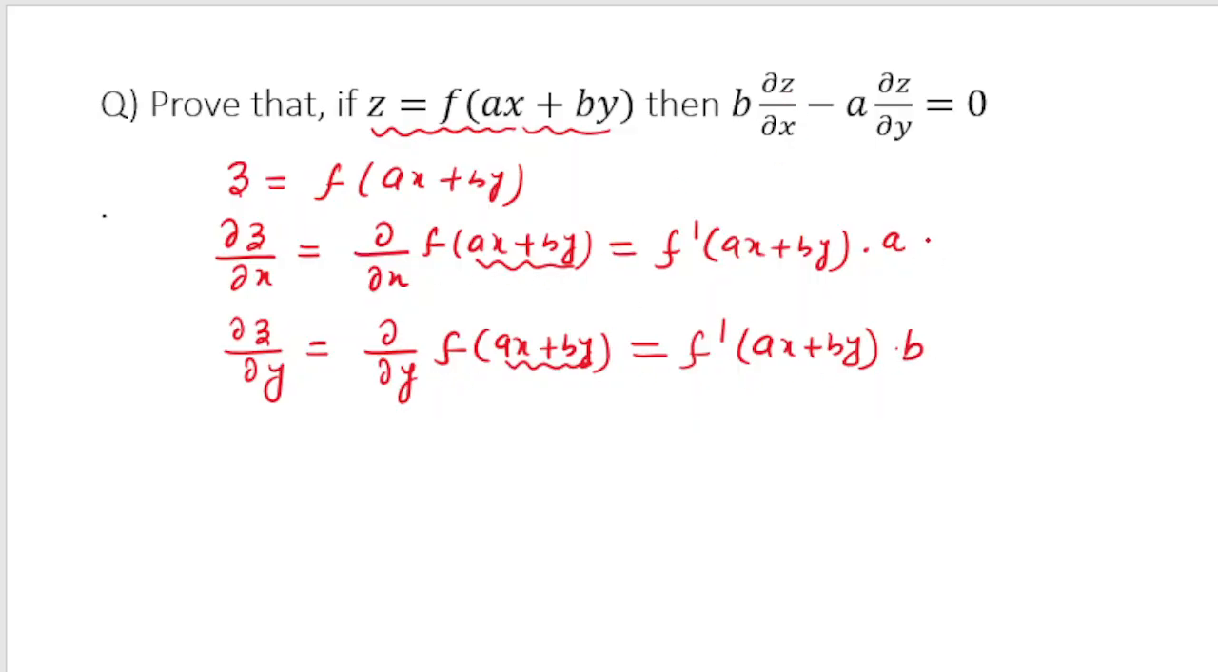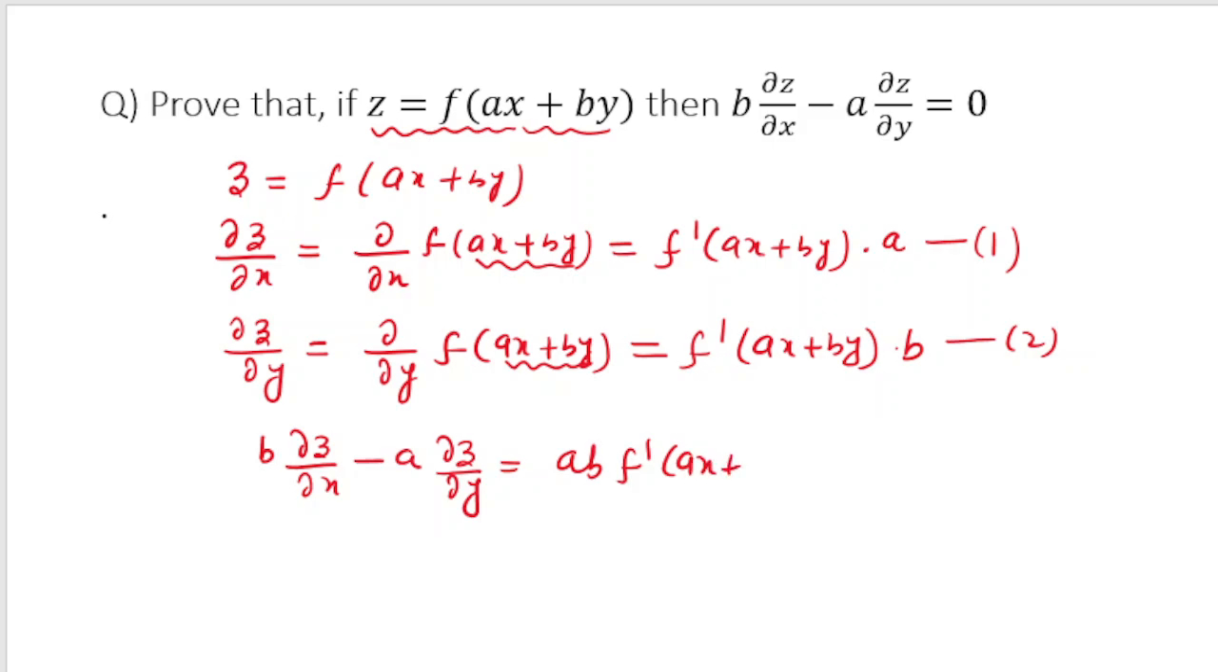So you can clearly see that if I call this expression 1 and this expression 2, and I multiply this by b, so b times del z by del x minus a times del z by del y. So what will I get? From the right hand side I will get a into b f dash ax plus by and minus a into b f dash ax plus by. You can clearly see that this term and this term will cancel, so what I will get is equal to 0. So this is a very simple problem.